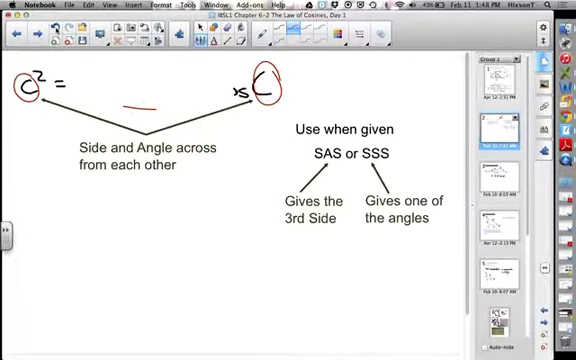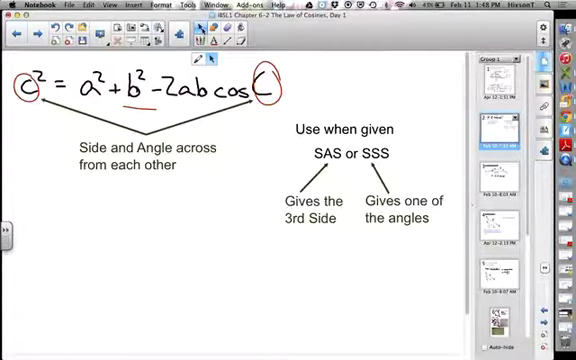Oh, whoops. Thought I'd block that. So, you're solving for one of those two values. If you're given side angle side, then everything on this side of the equation will be plugged in and you're just solving for side C. If you're given side side side, then all of these lowercase letters will be plugged in, you're solving for the angle.